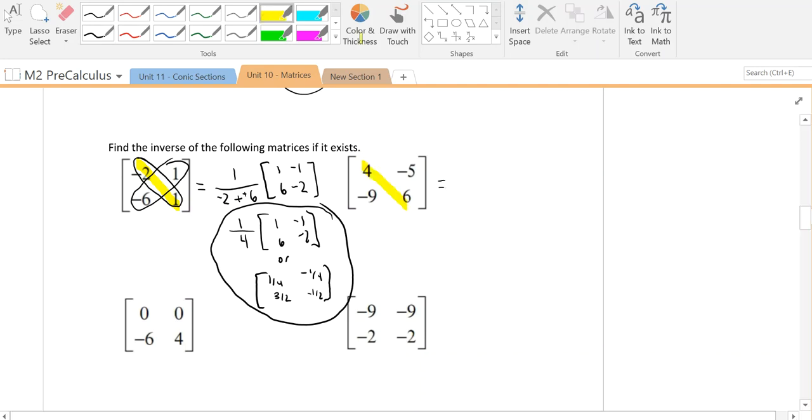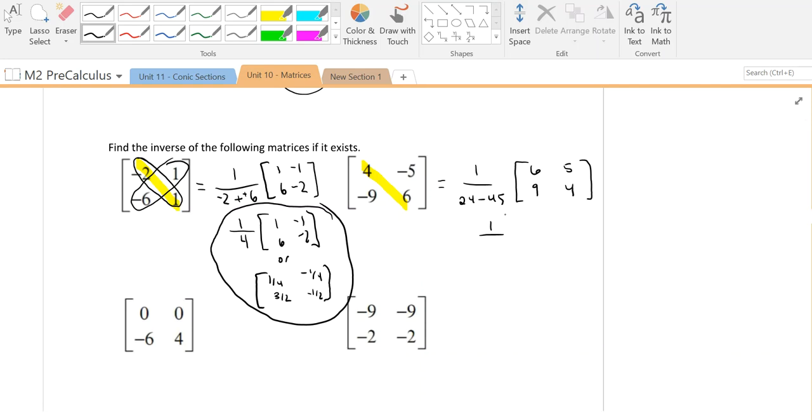So let's check our next one. 1/24 minus 45. That one's going to work too. So these two swap, these two change signs. And then on the outside, I'm going to have, why am I having a brain fart? 1 over -21, or 2/7.